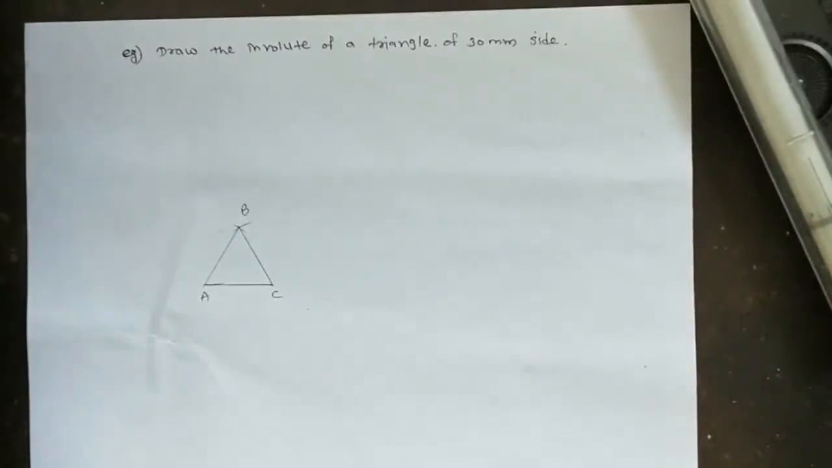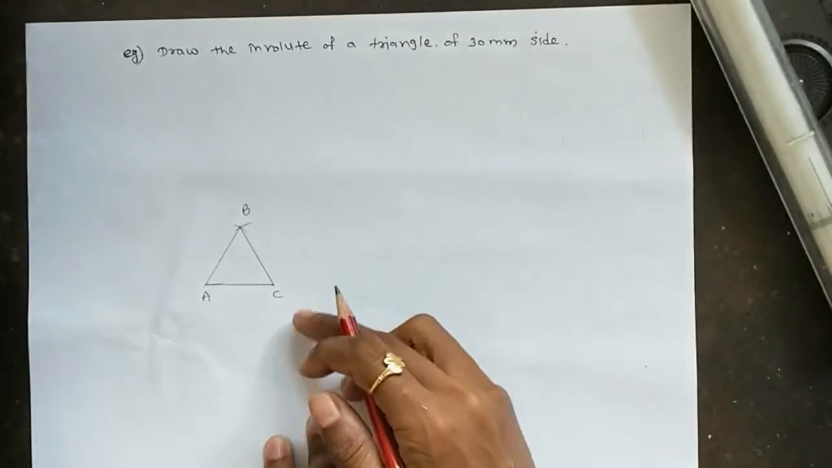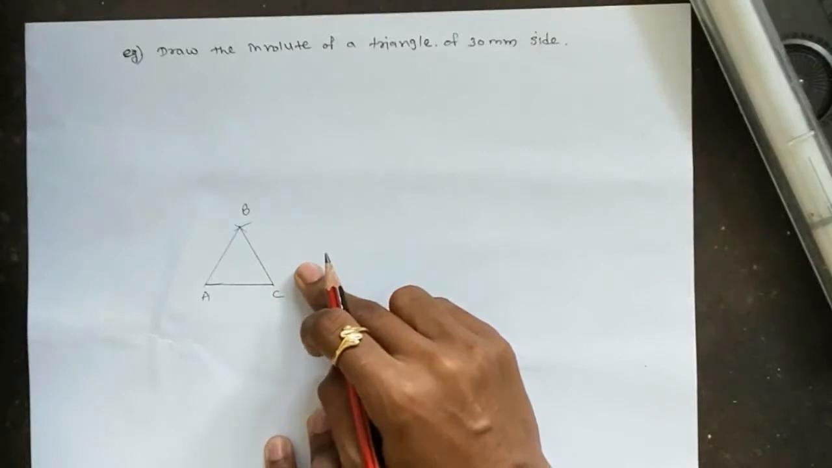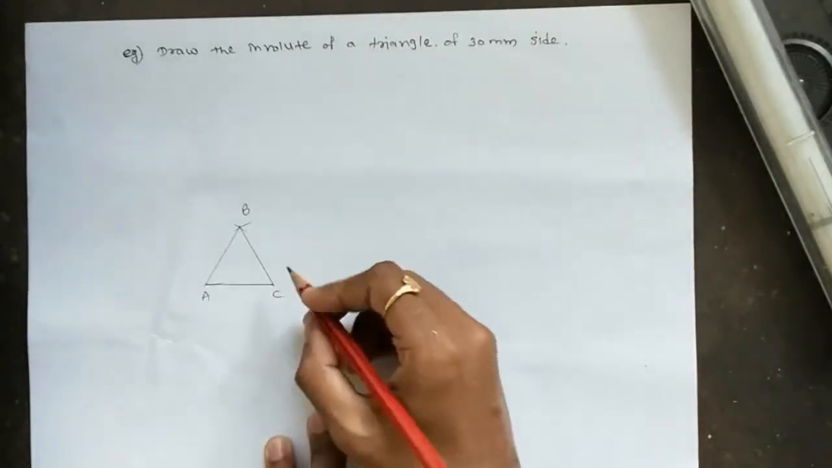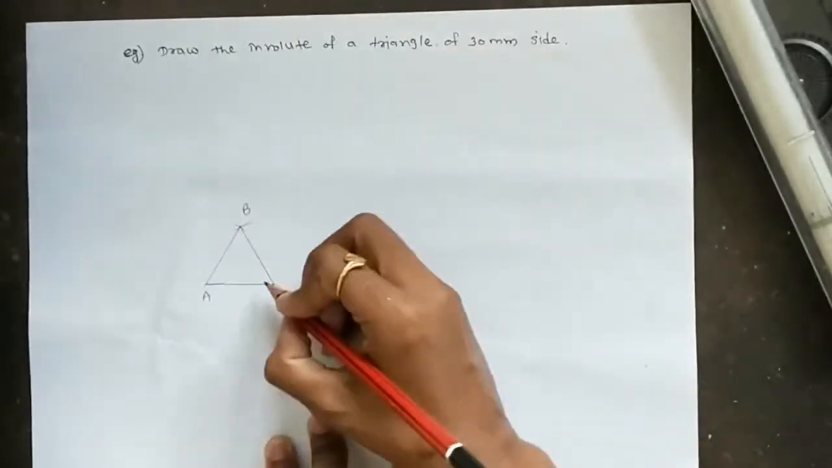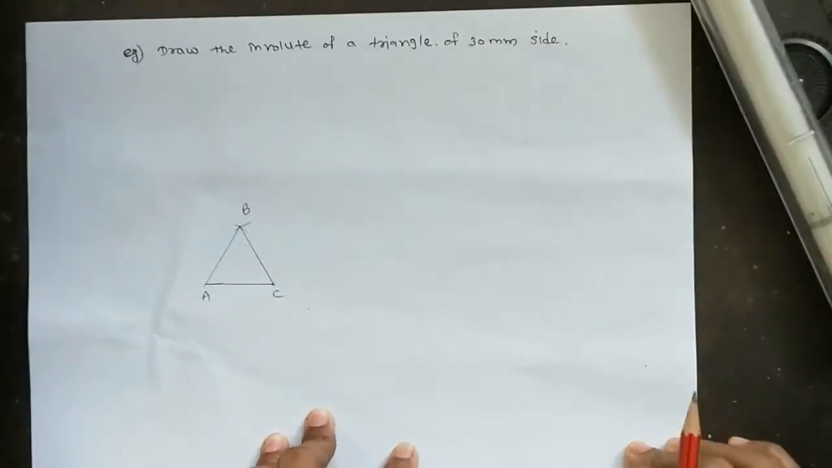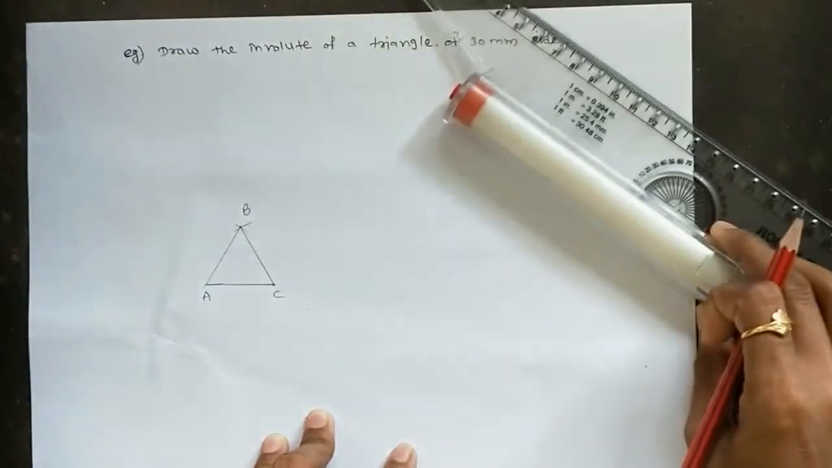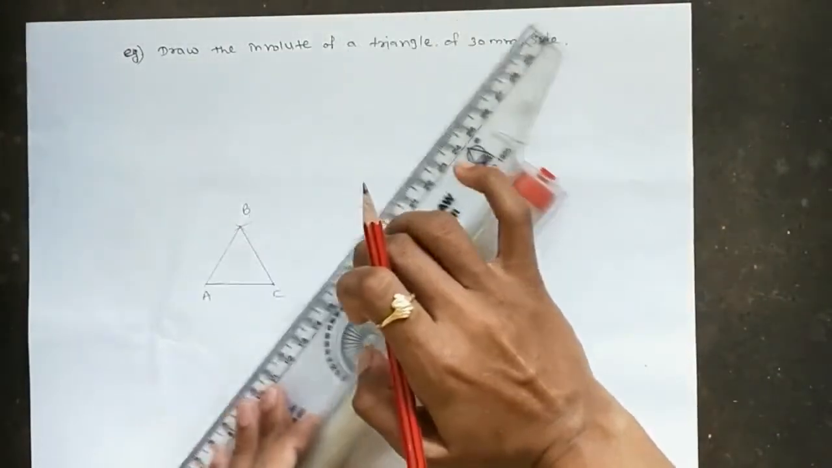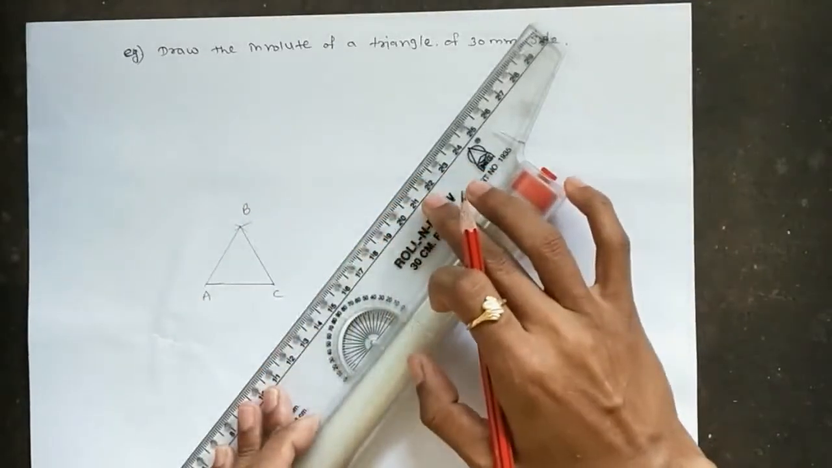Now we have to draw the involute. So first imagine that a piece of thread which is already wound on the triangle is being unwound, and the end point of the wound thread is initially located at point C. So the curve will start from point C. Then extend the lines AB, BC and AC.